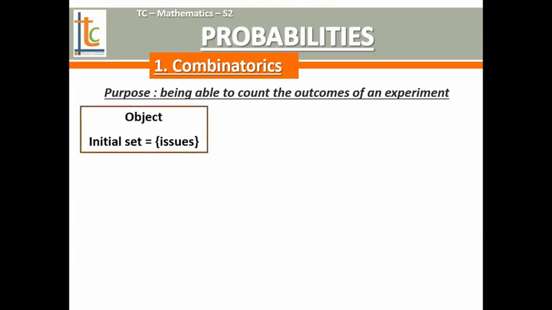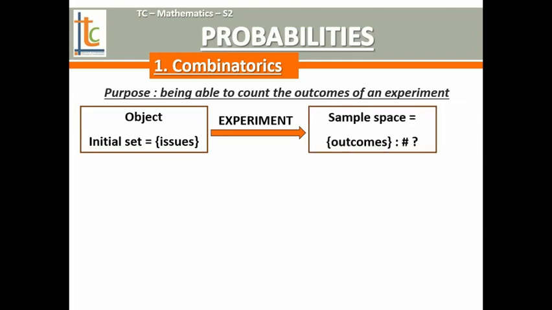Let's take examples, of course. You've got an object that represents an initial set of possibilities. That could be considered as outcomes, but let's name them issues for the moment. And after some experiment, there can be some outcomes of the experiment. And the set of the possible outcomes is named the sample space. So with some examples, it will appear clearly.